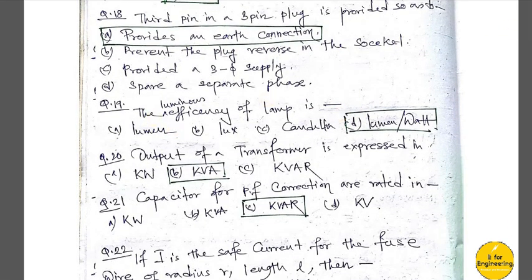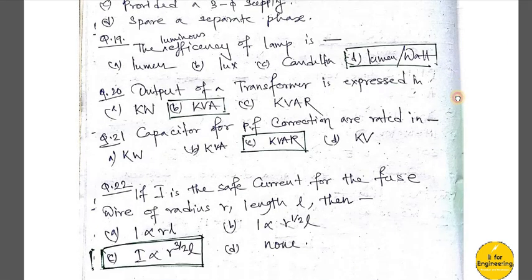Next, the luminous efficiency of a lamp is measured in lumen, lux, candela, or lumen per watt. It is measured in lumen per watt. Output of a transformer is expressed always in kVA. You can hear that 10 kVA transformer, 30 kVA transformer, 100 kVA transformer. Capacitors for PF correction are rated in kVAr. If you don't understand this, please see my previous video on power factor correction and power factor improvement. I discussed it there very briefly.